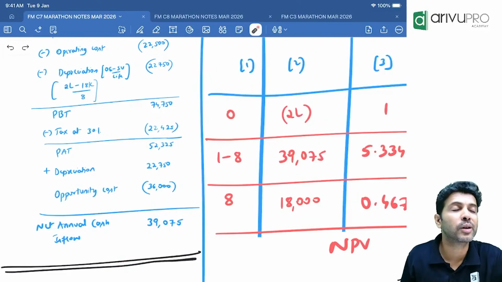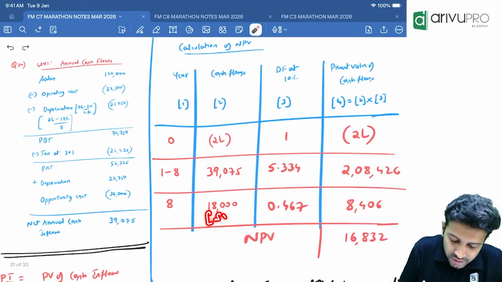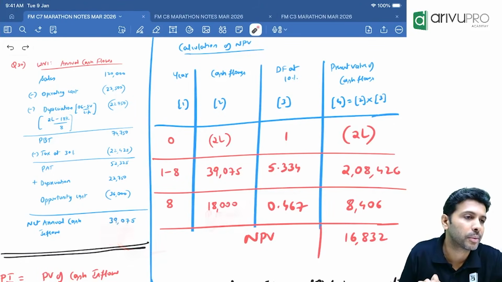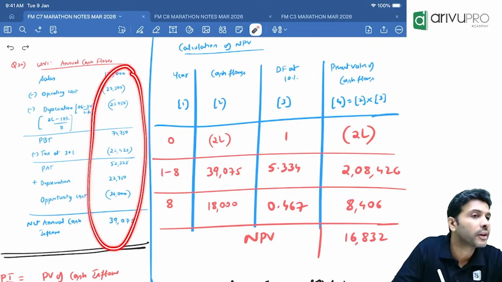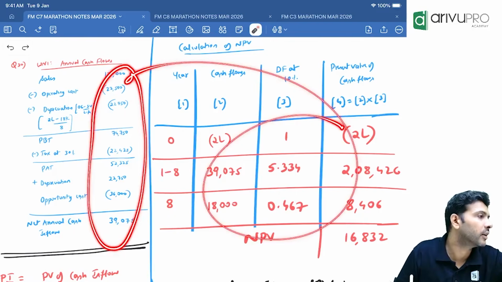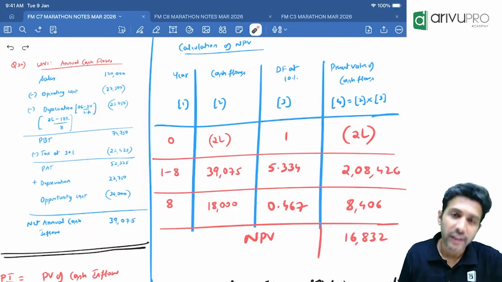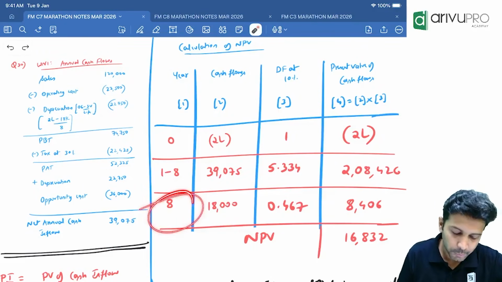Which year does salvage value come? Year 8. So the year column has 8, and what is this? 18,000 salvage value. If you can't consider it in this table, put it in this table. Done now. Whichever data repeats every year, put it in here. Whichever is not repeating, put it in here and finish it off. Okay, sir? Is the salvage value an outflow or inflow? Inflow. Every year or once? Once. That too in which year? End of the project, which is the 8th year.